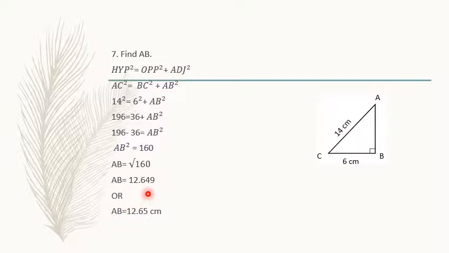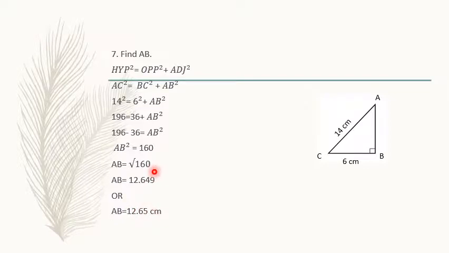Now if you round off, you will check the third digit, what is the number. So here it is 9. If it is above 5, you will add 1 to the before number. What is the before number? 4. 4 plus 1 will give me 5. You can write it this way or that way, any way you can write it. Your answer for AB is 12.649 or 12.65.